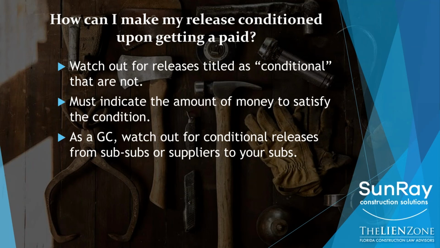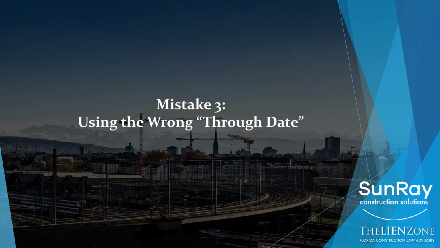So a joint check is a check payable to two parties. So it'll say ABC Plumbing Inc. and it'll say the word and, not a slash, and you're not going to just stack the names. It has to say and XYZ Plumbing Supply House. And then one party will endorse it, the other party will endorse it and pick it up. Now you know that the condition of the conditional release has been satisfied. So if you have any doubt that someone's going to satisfy the condition on a conditional release, then you need to issue a joint check. So that's mistake number 2.